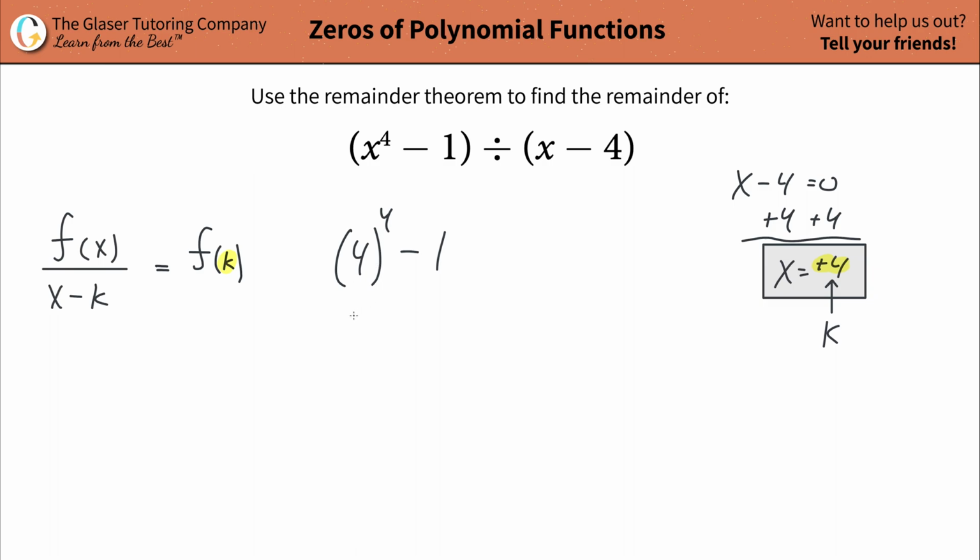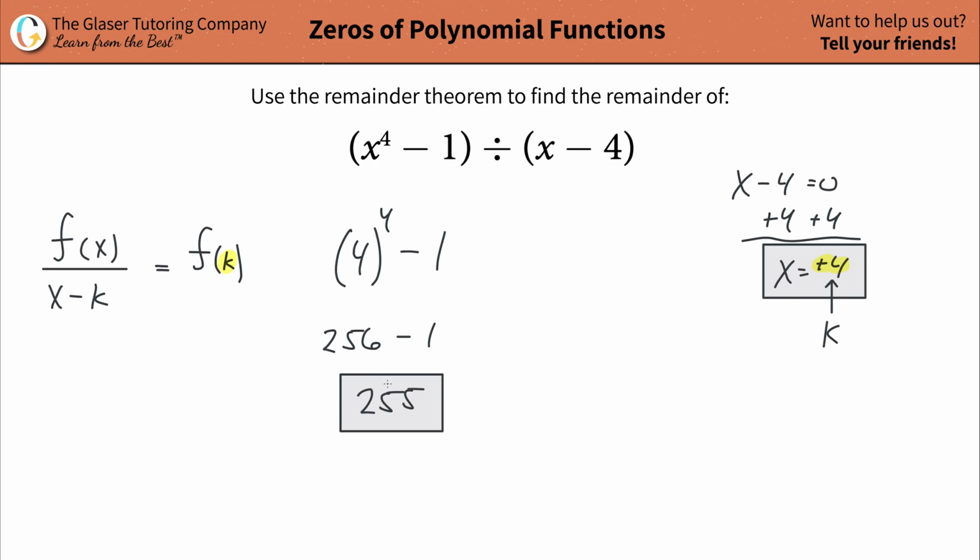So x raised to the 4th, that's 4 times 4 times 4 times 4. Whatever it is, you know what I mean. When you throw that into the calculator, it's going to work out to be 256. And then you subtract 1 from it, so the remainder of this division will be 255. That's the remainder when you do this division. It's a nice short way to find the remainder.